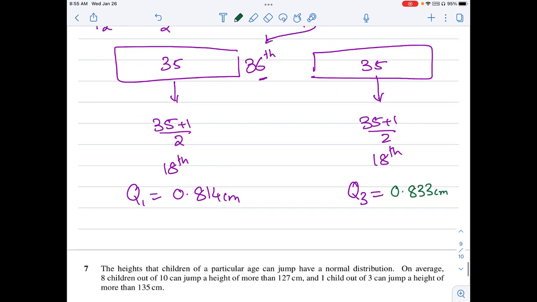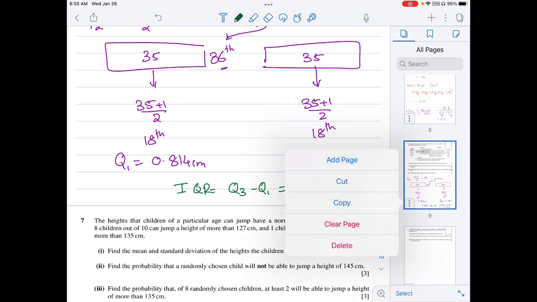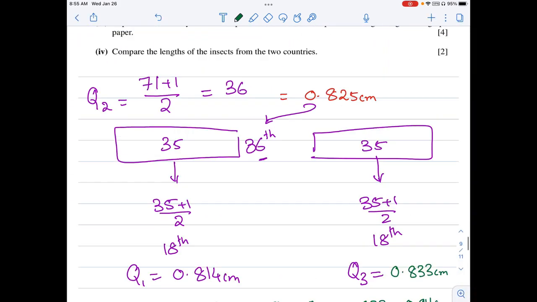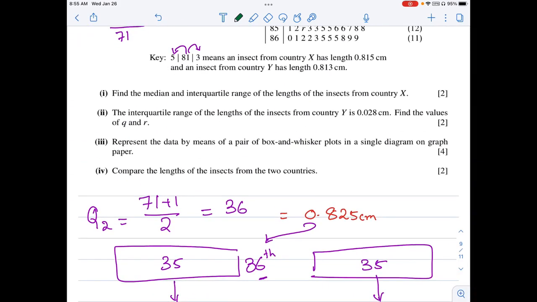Now, what's going to be the interquartile range? Interquartile range is going to be Q3 minus Q1, which is 0.833 minus 0.814, which is nothing but what? 0.019 centimeters. That's going to be the interquartile range. Next, the interquartile range of the lengths of the insects Y is 0.028. Find the values of q and r.